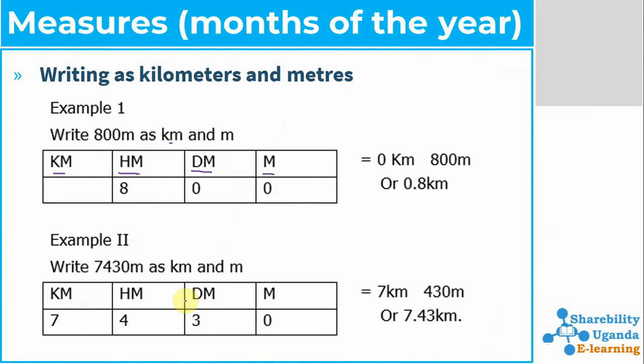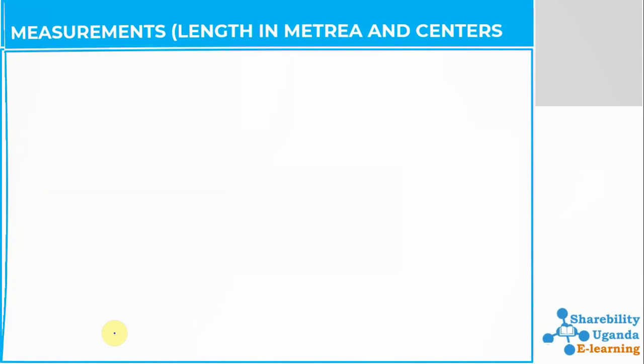Let's also look at how to solve this. There is an example here, which is example 2. They're saying write 7,430 meters as a kilometer and a meter. As we said, we have kilometer, hectometer, decameter, and meter. This is the way we can arrange them: meter, decameter, then hectometer.